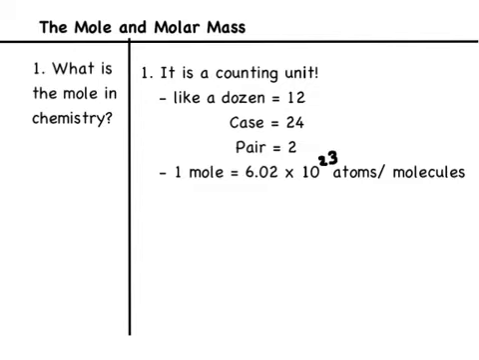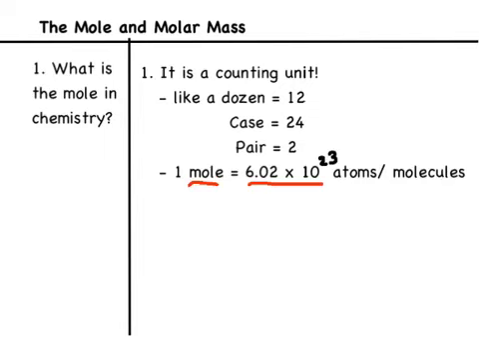The mole is basically nothing more than just what we call a counting unit. So just like a dozen is equal to 12. If you buy a case of soda, there's going to be 24. If you have a pair of socks, that means you have 2. Well, if you have a mole of something, that means you have 6.02 times 10 to the 23rd of something. And in chemistry, we're going to be dealing with atoms and molecules. So 1 mole is 6.02 times 10 to the 23rd atoms or molecules.